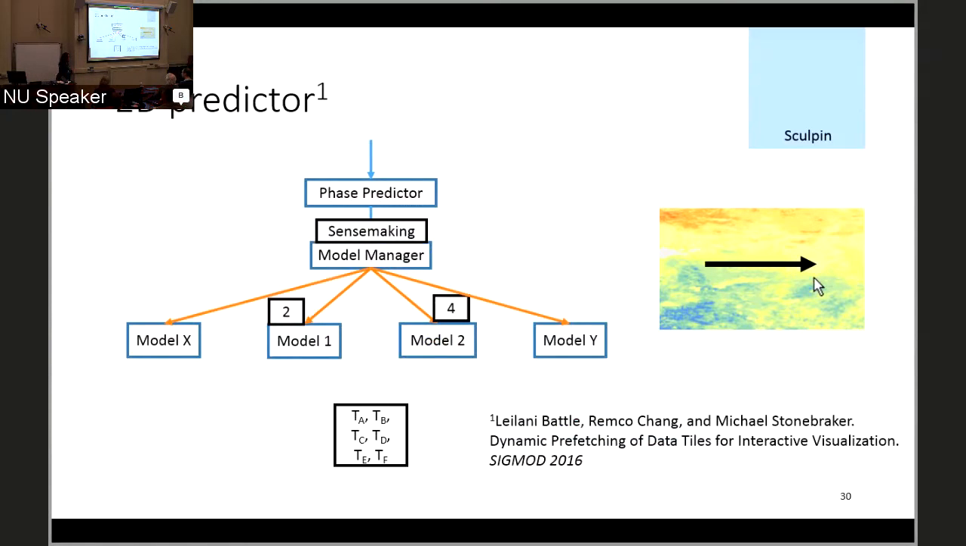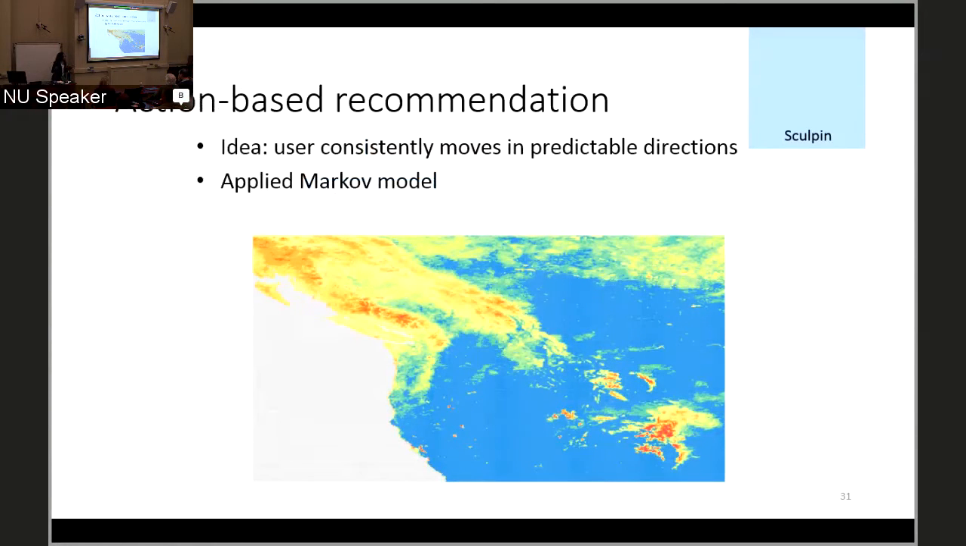All right, so I'm going to move back to this slide. Like I mentioned, we have 2 types of recommendation models. The first is action-based recommendation, where the idea is that the user consistently moves in predictable directions. And we apply this using Markov models.